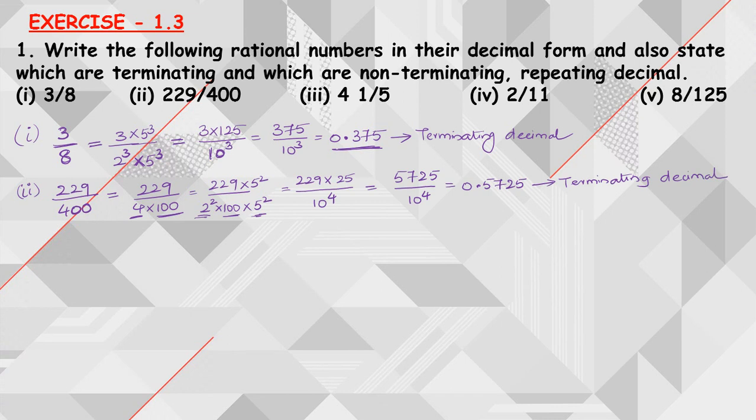If you observe the denominators, they are of the form 2 power n into 5 power m, hence these are terminating decimals. Right? Third question is 4 1 by 5. This is nothing but a mixed fraction. So 4 1 by 5 I can write as 4 fives are 20 plus 1, so this I can write as 21 by 5.